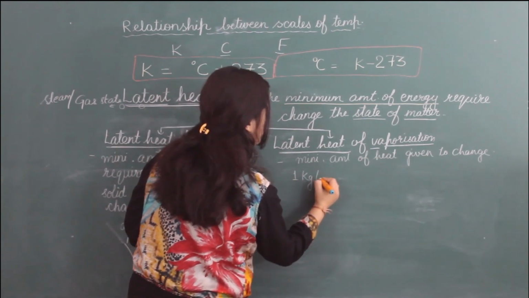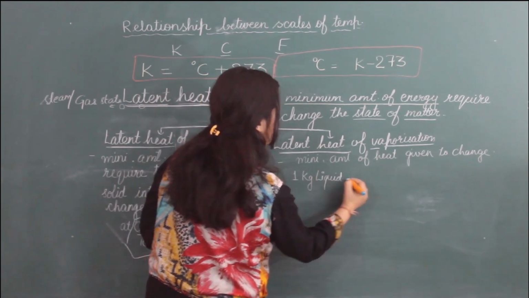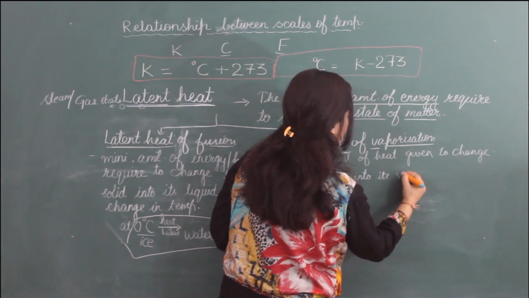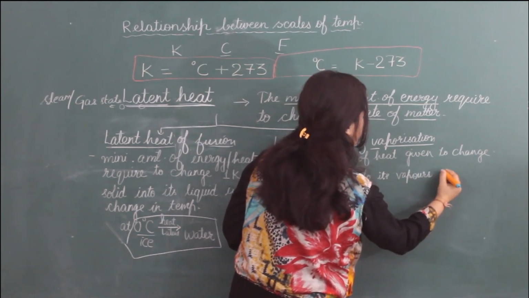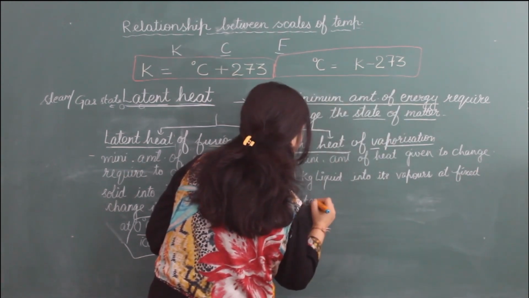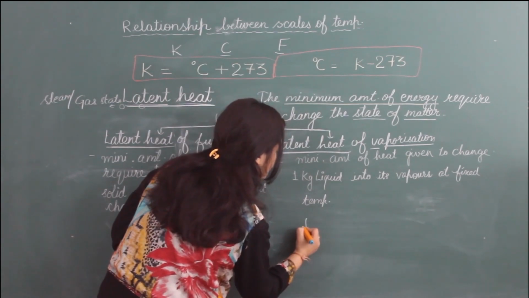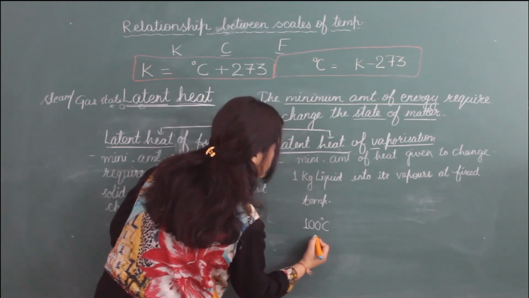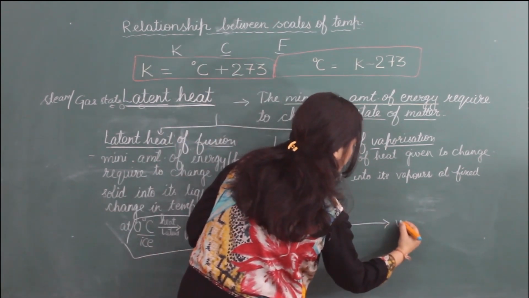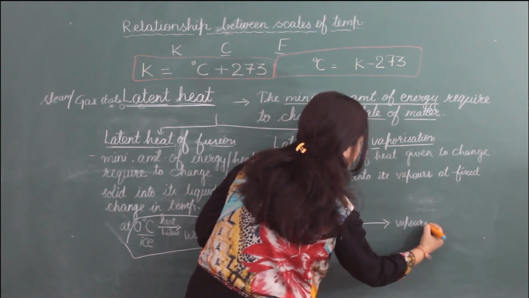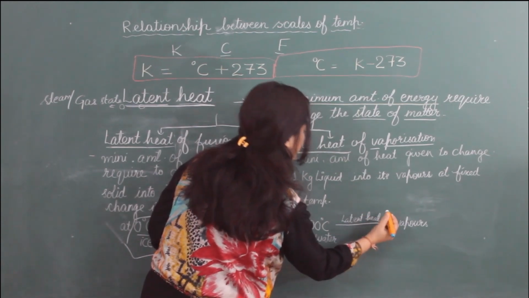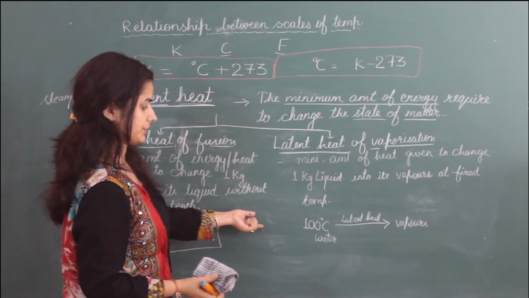1 kilogram of liquid into its vapors at a fixed temperature or without change in temperature. So at 100 degrees Celsius, water converts into vapors, the temperature does not change, and the heat given for this is known as latent heat of vaporization.